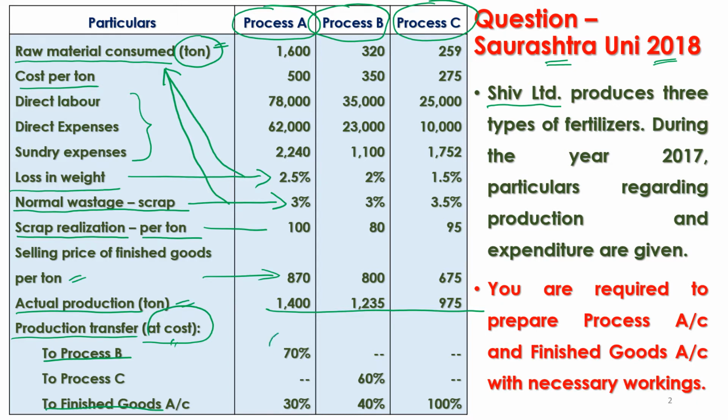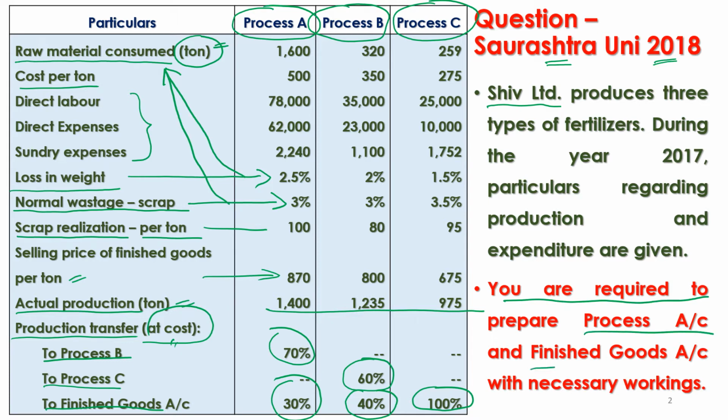So here as per information to process B, material transfer is 70% and remaining 30% transfer to finished goods. As per information in process C, material transfer is 60% and 40% to finished goods, and in the last process 100% material is transferred to finished goods. Here we are required to prepare process accounts and finished goods account with necessary workings.